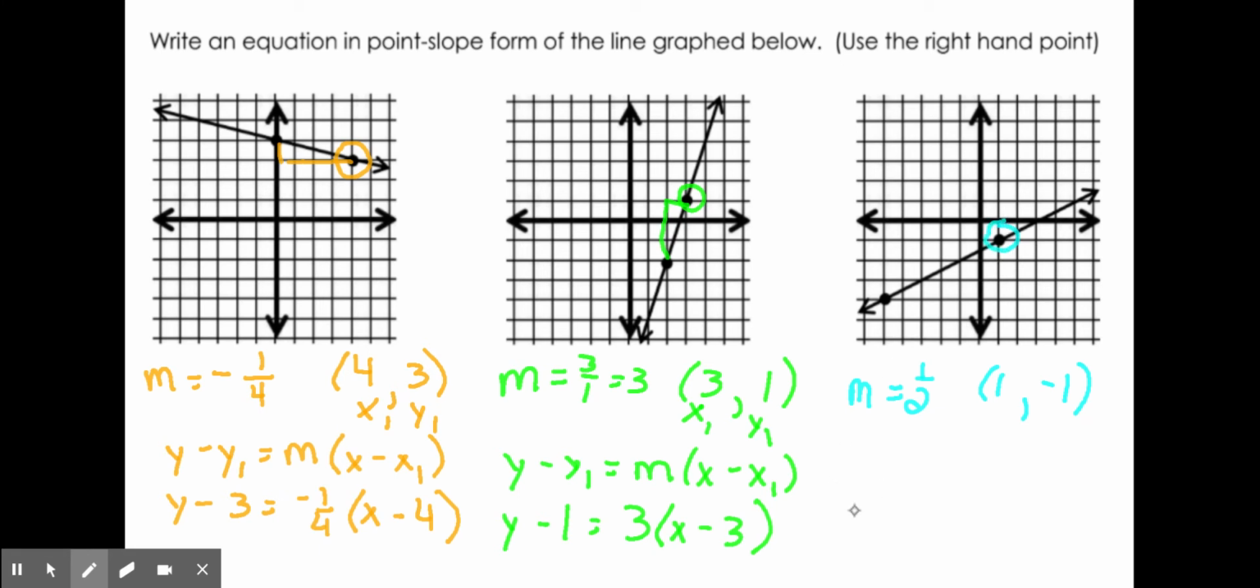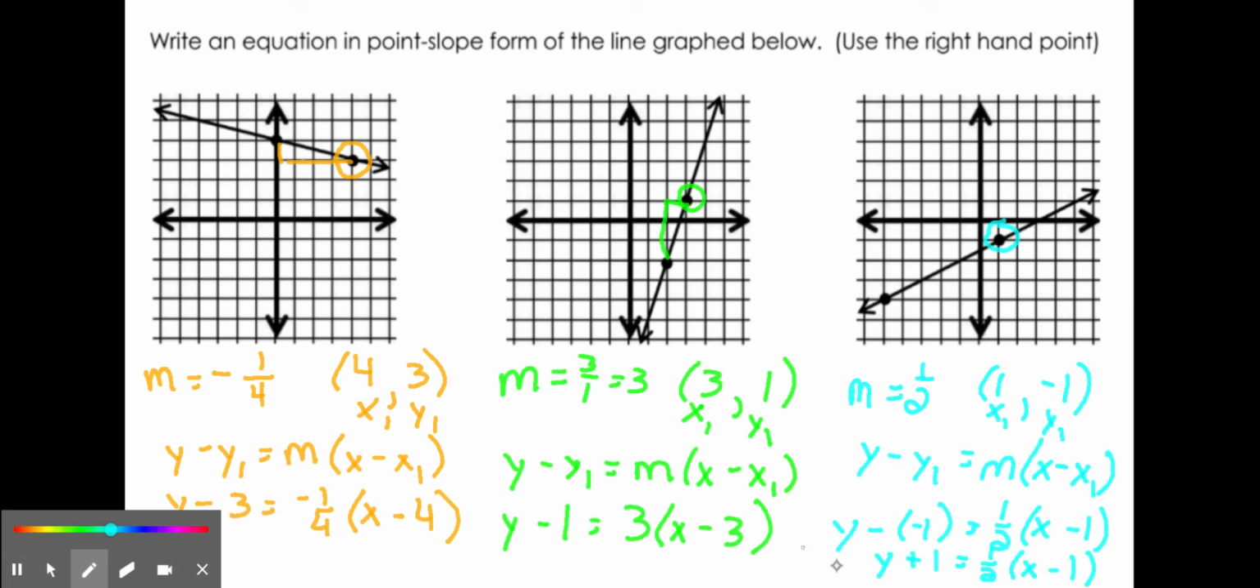Now I want you to write the equation of this line using this slope and this point in point slope form. And the equation of this line using the right-hand point is y plus 1 equals 1/2 times x minus 1. Since the y1 coordinate is -1, y minus a -1 becomes y plus 1. So that's how you write an equation in point slope form using a graph.